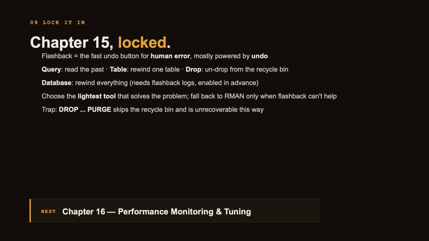Let's lock it in. Flashback is the fast undo button for human error, and it's mostly powered by undo. The family. Flashback Query reads the past without changing anything. Flashback Table rewinds a single table. Flashback Drop undrops a table from the recycle bin. And Flashback Database rewinds everything, but must be enabled in advance with flashback logs. The judgment that impresses: choose the lightest tool that solves the problem and fall back to RMAN only when Flashback genuinely can't help. And the trap, DROP TABLE PURGE skips the recycle bin and is unrecoverable this way.